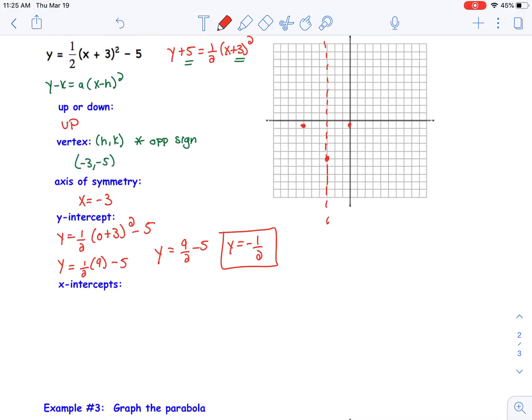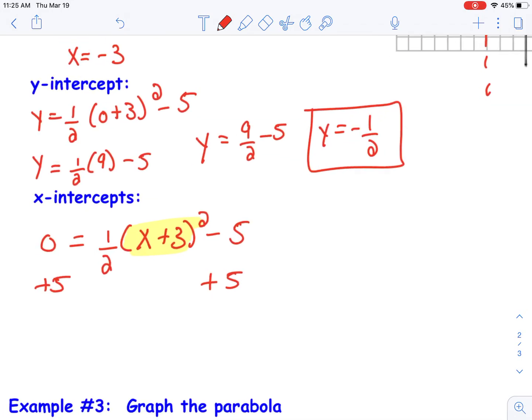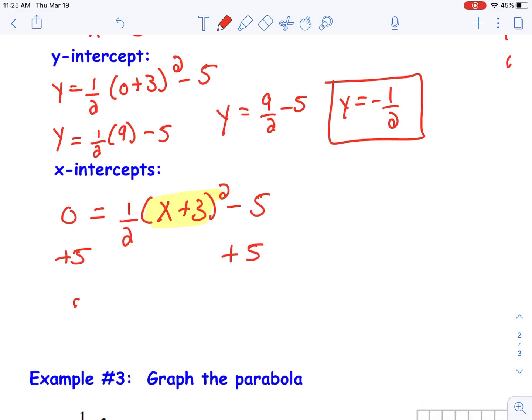So I need to set y equal to 0. And I need to get the squared part of my equation isolated or by itself. So I'm going to add 5 to both sides. So I end up with 5 equals 1/2 times (x plus 3) squared.